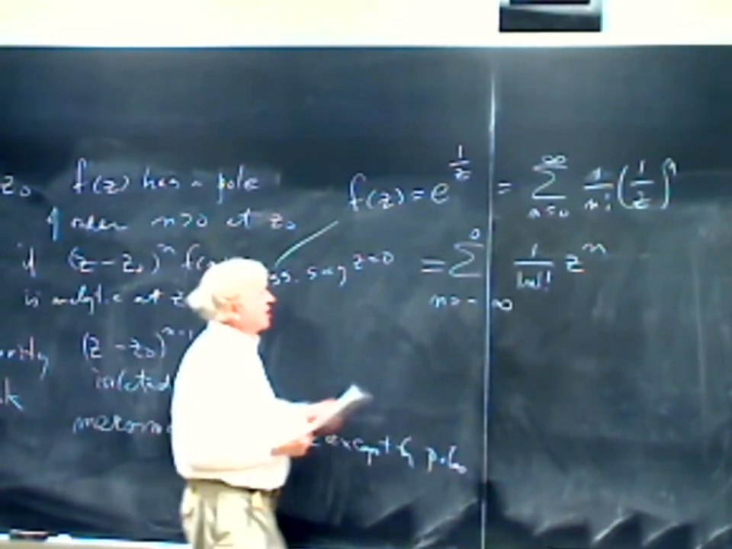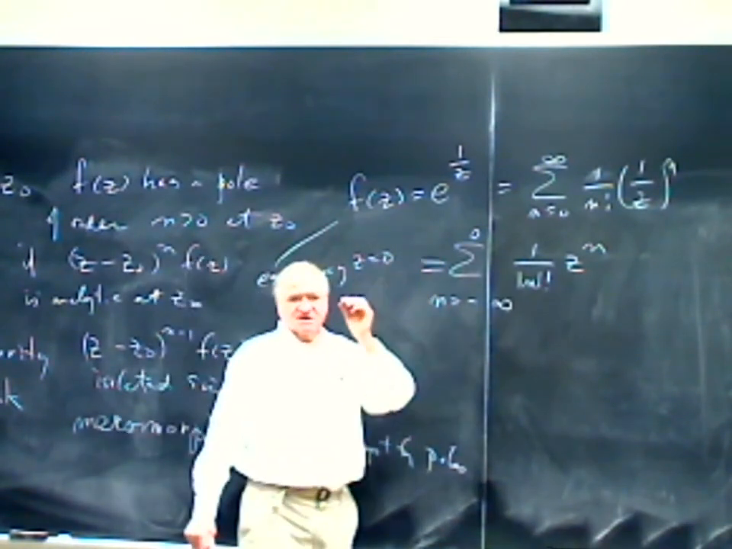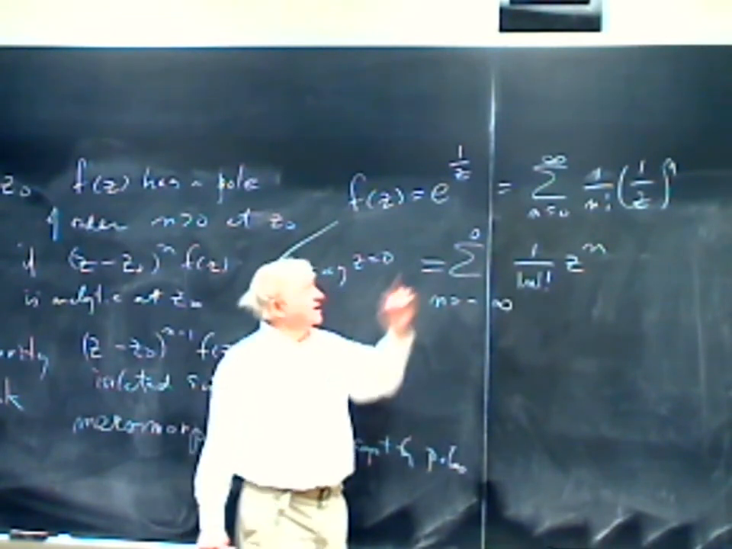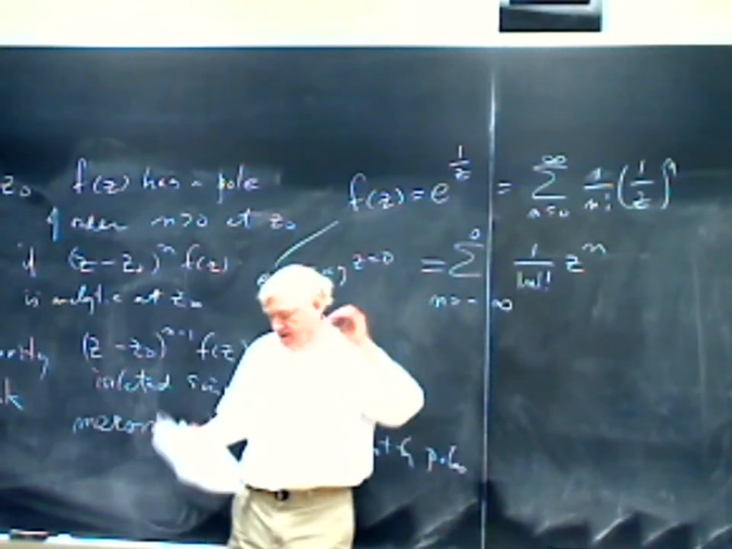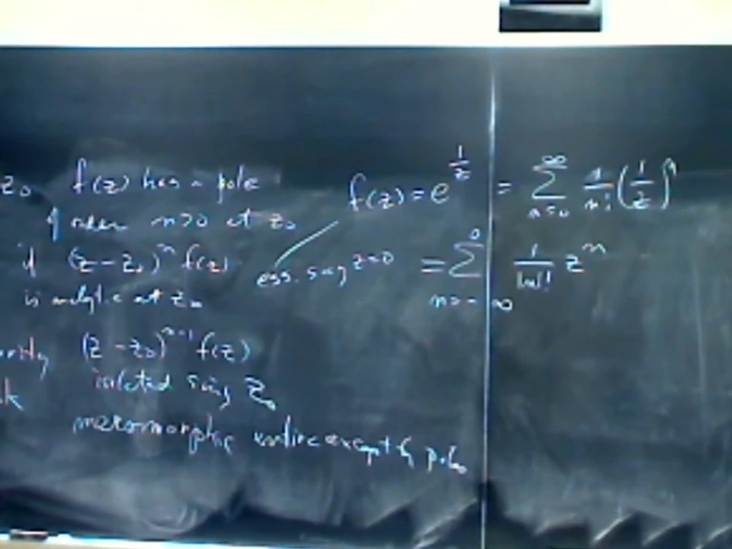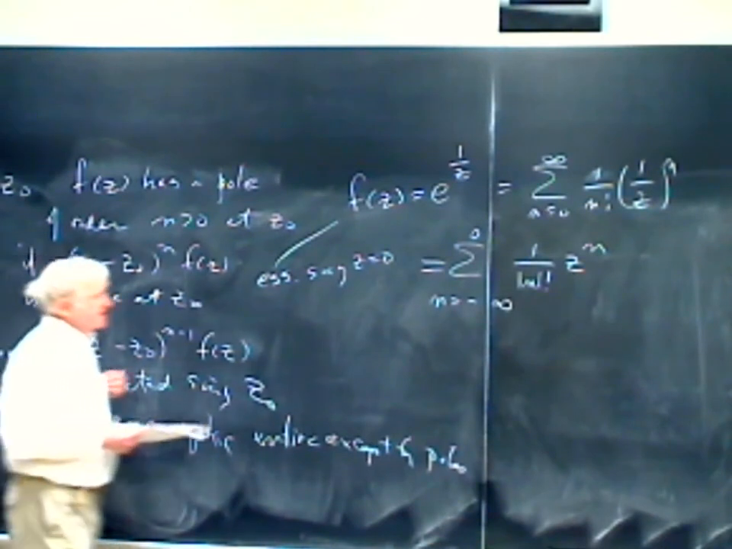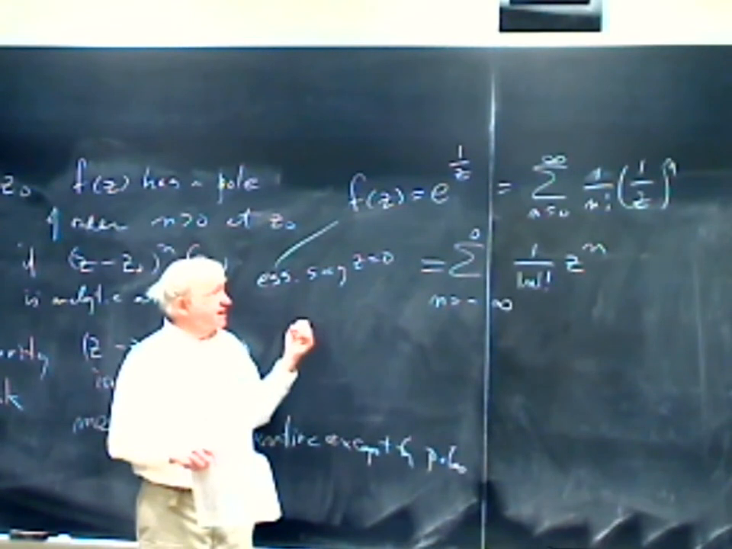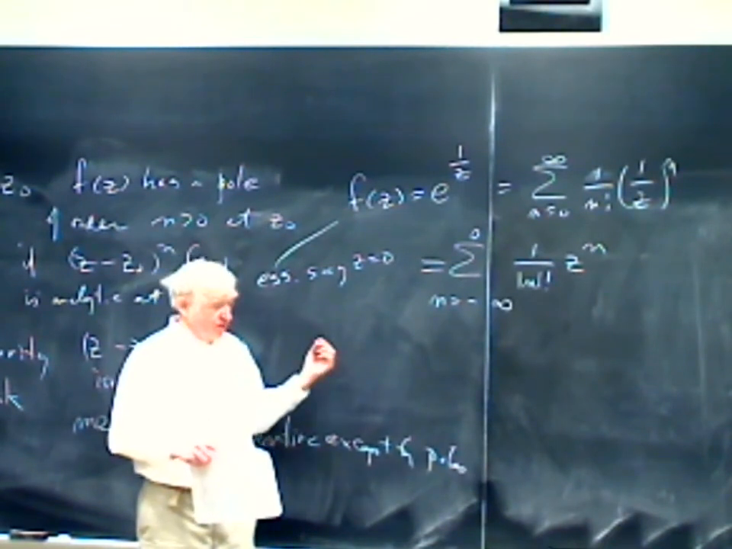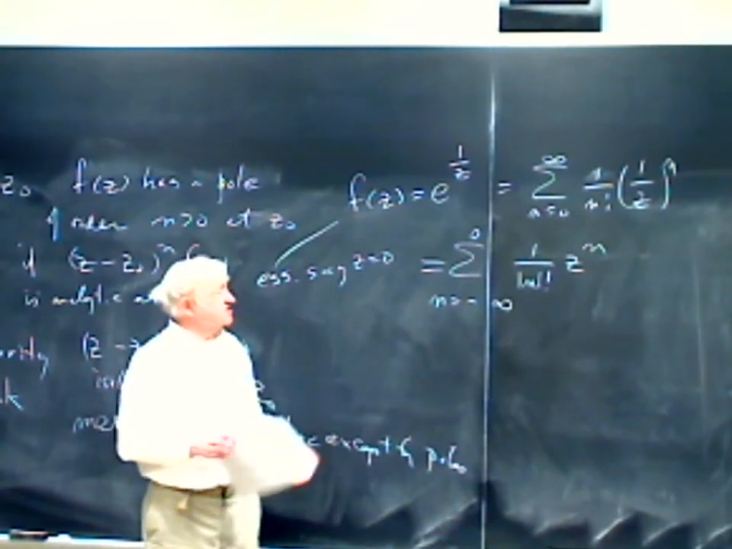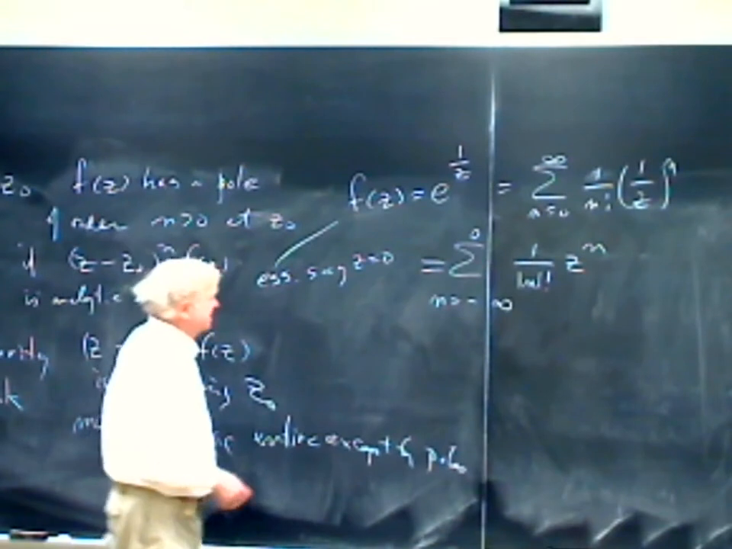In fact, you can show that if you take a disk of size epsilon around 0, this function approaches every complex number in that disk. In other words, you can find a z near 0 that is very close to every, in fact, you can probably find one that's equal to.